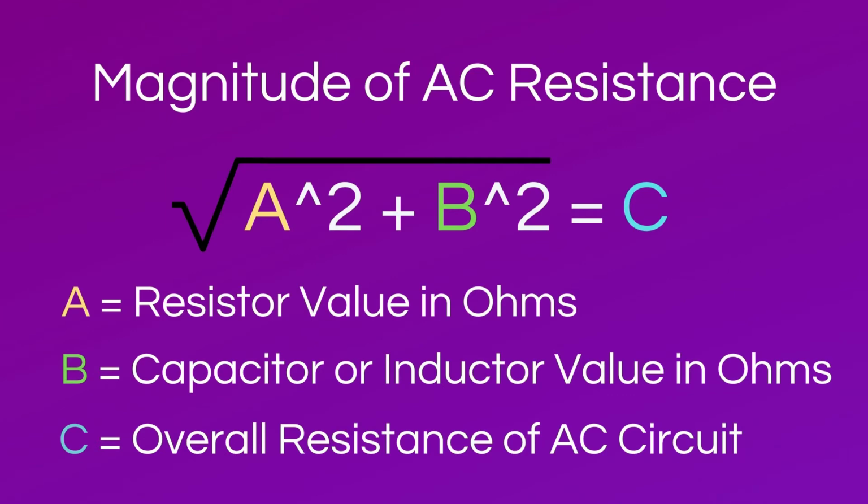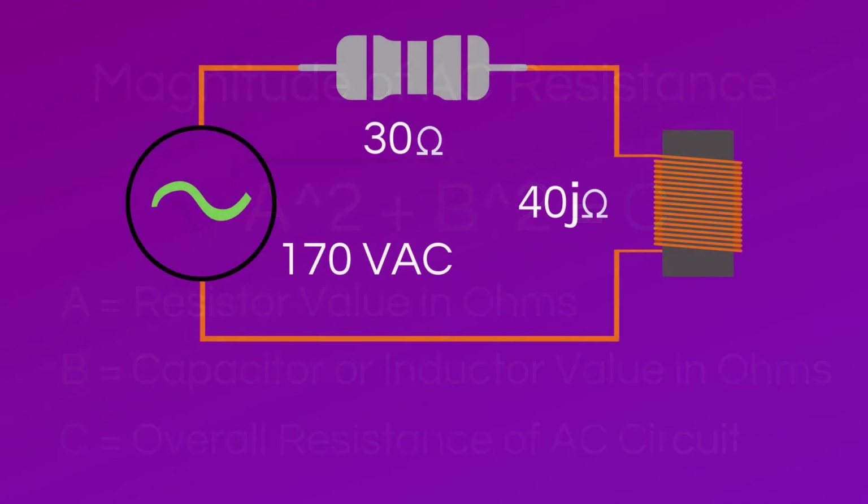The overall magnitude or value can be found by the famous equation: the square root of a squared plus b squared equals c, where the a value equals the resistor value, the b value equals the capacitor, inductor, or net capacitor-inductor resistance, and the c value is the overall resistance value of the AC circuit.